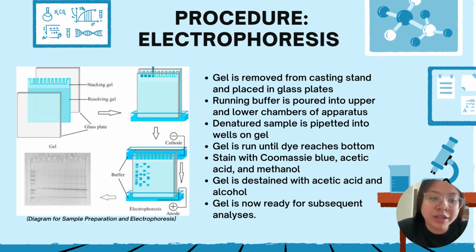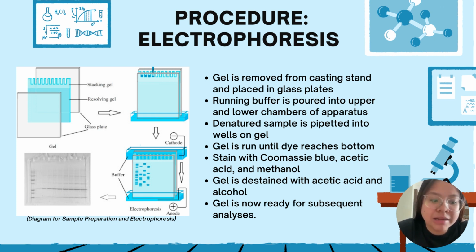Then, pipette a specific amount of the denatured sample that was prepared earlier. And then we turn on our apparatus power supply and run the gel until the dye in the sample buffer reaches the bottom of the gel. Remove the gel assembly from the electrophoresis apparatus when completed, and using a spatula, remove the gel from the glass plates and stain them to visualize the banding patterns.